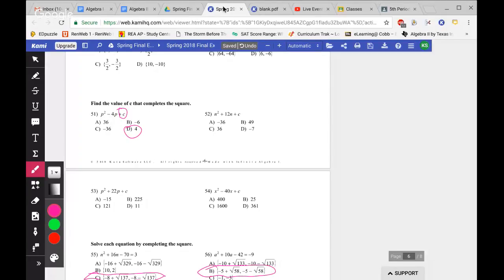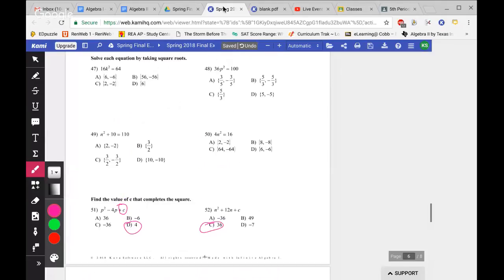So for number 52, what is half of 12? 6. And what is 6 squared? 36. Okay. And for number 53, half of 22 is? 11. And 11 squared is? 121. Yep. And number 54, half of -40 is? -20. And -20 squared is? 400. So there you are. So that's how you do those.